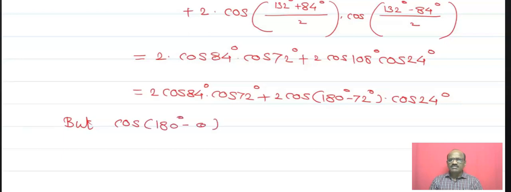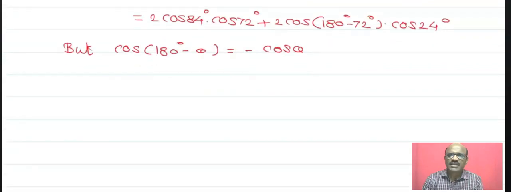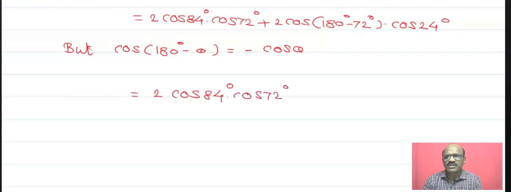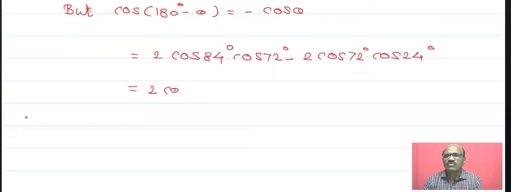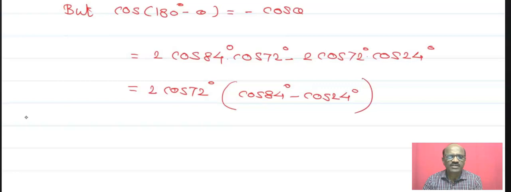But cos of 180 minus theta goes in the second quadrant, and cos is negative in the second quadrant, therefore it is minus cos of theta. Therefore 2 cos of 84 degree cos of 72 degree minus 2 times cos of 72 and cos of 24 degree. Now from these two we'll take common 2 times cos of 72, then in bracket you will get cos of 84 minus cos of 24 degree.